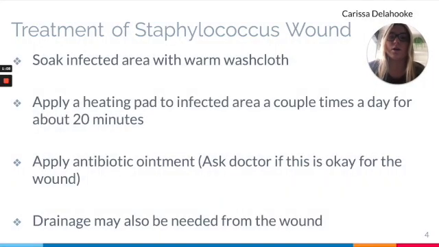Treatment of Staphylococcus wound. First, you want to soak the infection with a warm washcloth. Then apply a heating pad to the infected area a couple times a day, about 3 or 4 times, for about 20 minutes. If you don't have a heating pad, you can use a warm water bottle or something like that. Then you want to apply antibiotic ointment, but ask your doctor if this is the right treatment for the wound you have. Drainage may also be needed from the wound if it is severe.